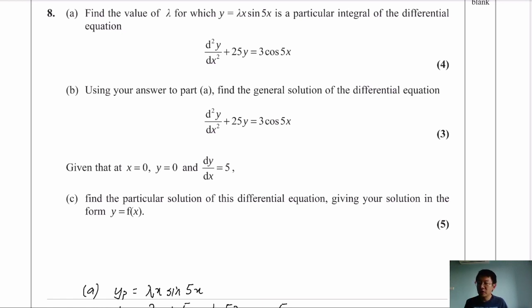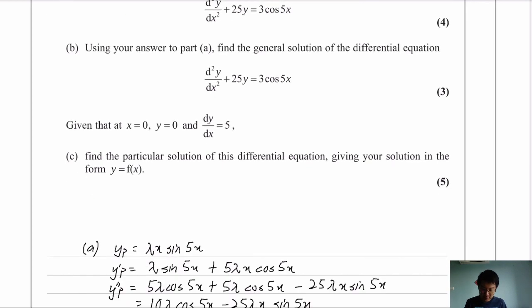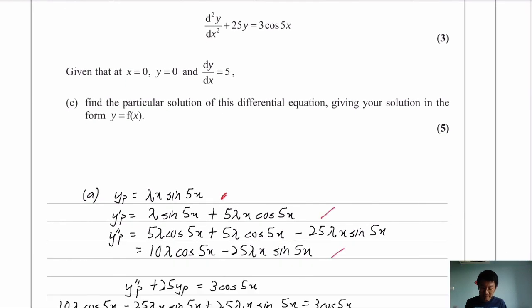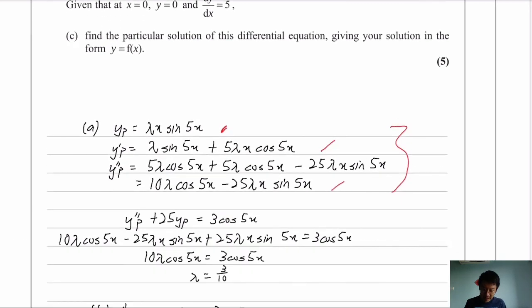When they talk about this particular integral, it means this y will satisfy the equation as well. In our equation, we have d squared y, so we have to differentiate this particular solution two times. It's not difficult to differentiate as long as we apply the product rule carefully. Next, just substitute the y prime and y double prime into the equation given.